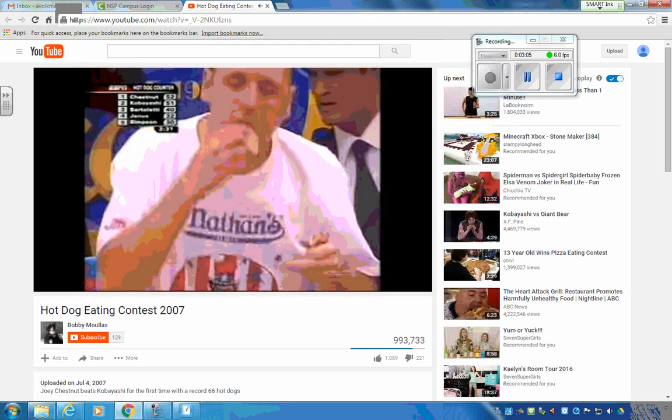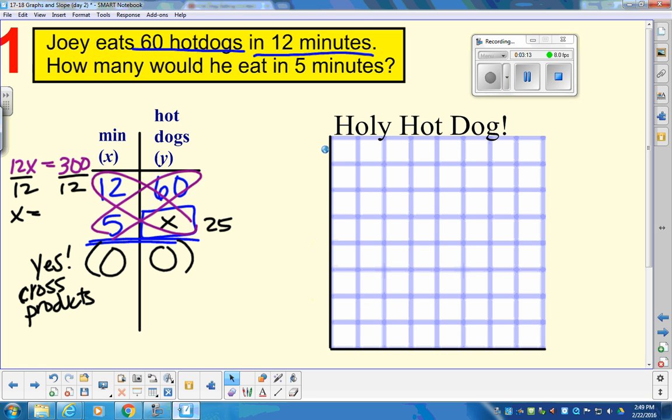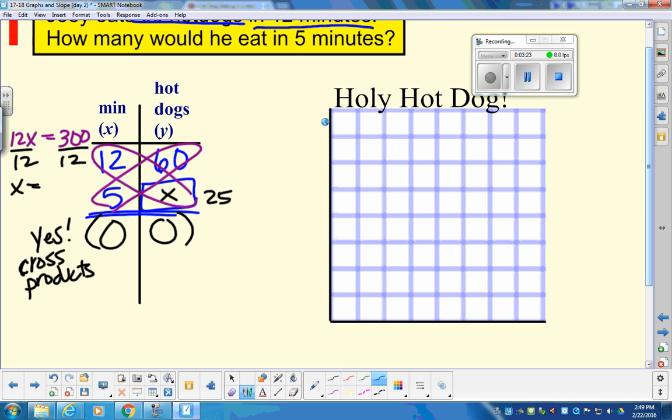Okay, so we have this scenario of this hot dog eating contest right now. We have this world record that's being set. So that gives you an example of where it's at. So we have minutes and hot dogs. So we have Holy Hot Dog. And in this scenario, we would set up a graph. In our graph, we have already our title called Holy Hot Dog. If you want to watch the whole video on your own later, you can. But I'm going to move on through the lesson.